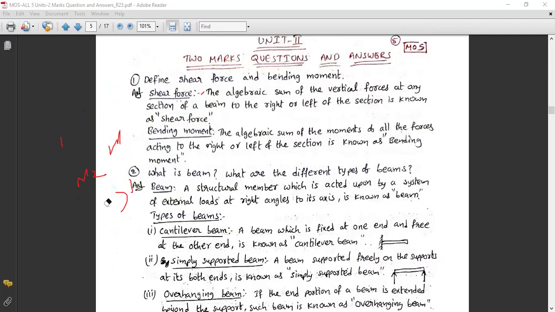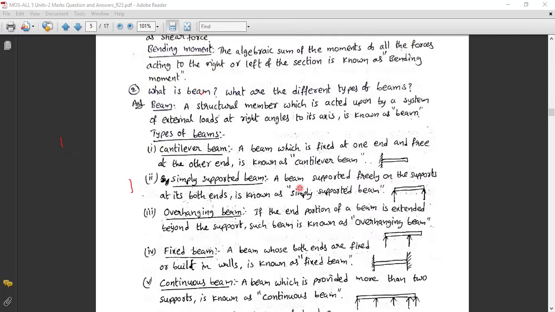Now I am taking the next question: what is a beam? Define beam, and what are the different types of beams? For the beam definition, any structural member which is taking load, which is rigid and capable of resistance, and is acted upon by a system of external loads at right angles to the axis, is known as a beam.